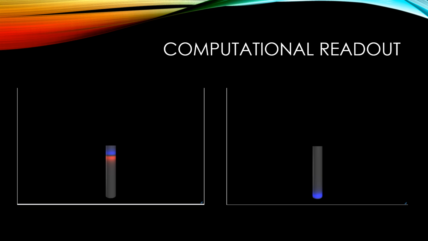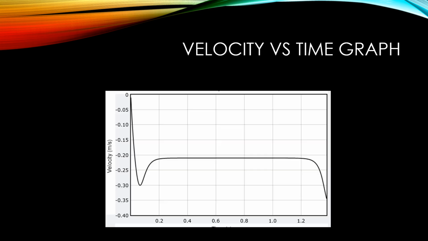So here's just a computational readout of what it looked like before versus what it looked like at the end, the red being counterclockwise and blue being clockwise. And here's also the velocity versus time graph.